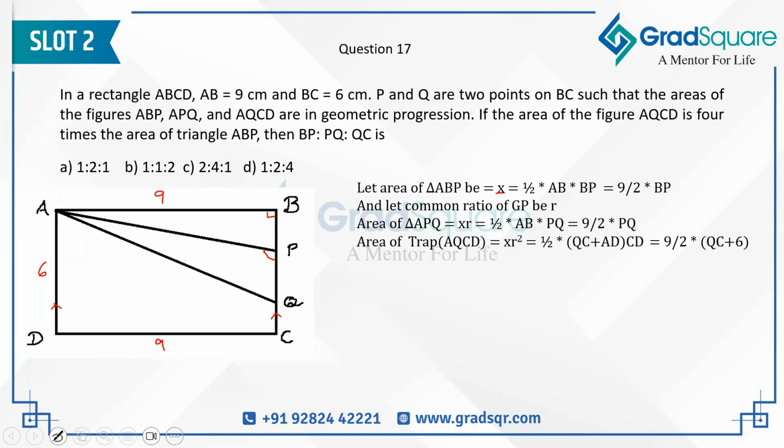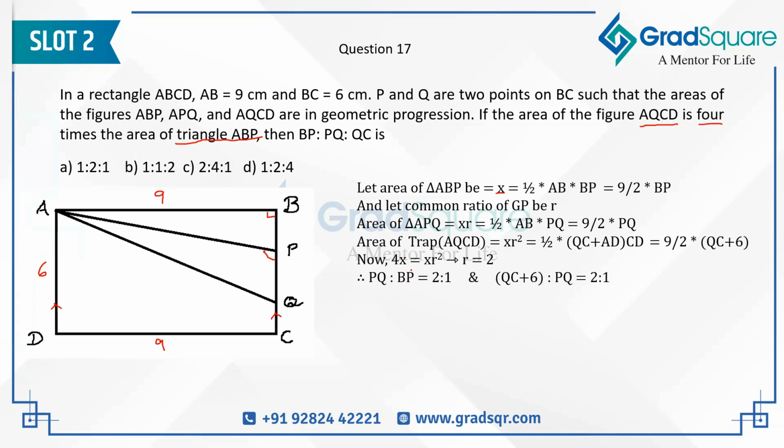Now with all these things in our hand, we can easily solve this question. Because next what we can say is that we can use this part of the data which has been given to us, that area of AQCD is 4 times the area of triangle ABP. So area of triangle ABP is X. So 4 into X will be equal to XR squared. So from here I can find the value of R as 2. So R, the common ratio of this geometric progression is 2.